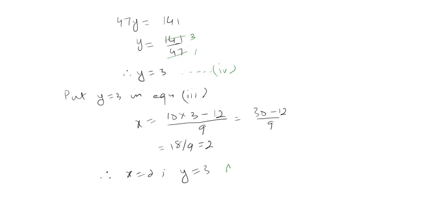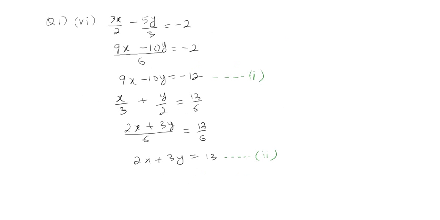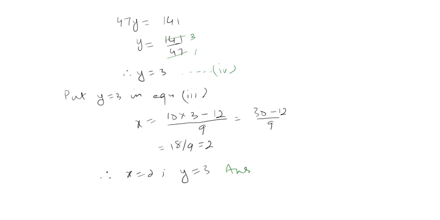Right? I hope you have understood how it's done. You can see we started from here. First we simplified and made them into normal equations. Then the same substitution method we continued, and we got this one. Right? So I hope you have understood this.